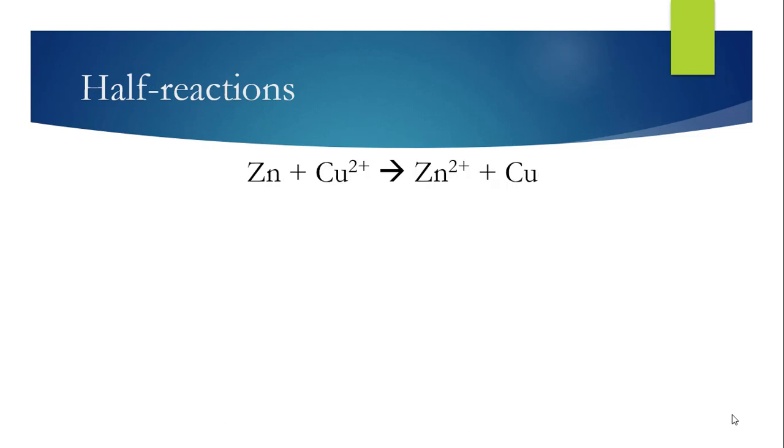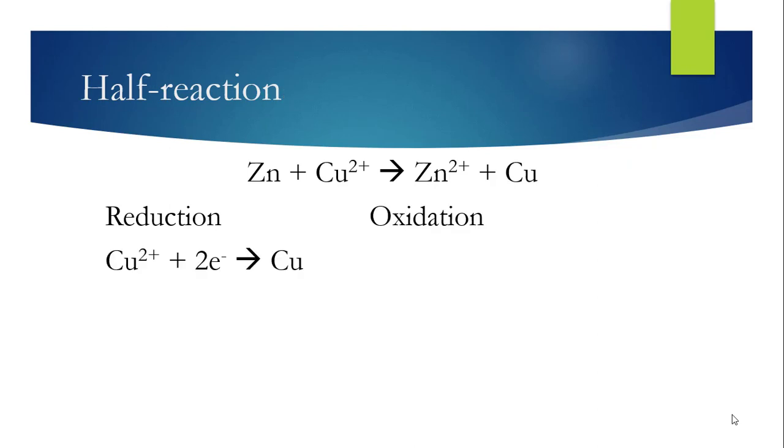So let's look at this example of zinc and copper ion reacting to form zinc ion and copper. Something has to be reduced, something has to be oxidized. The reduction, gain of electrons is reduction, occurs with the copper because the copper ion gains 2 electrons to become the copper metal. That means the zinc must be oxidized. Zinc becomes zinc ion plus 2 electrons.